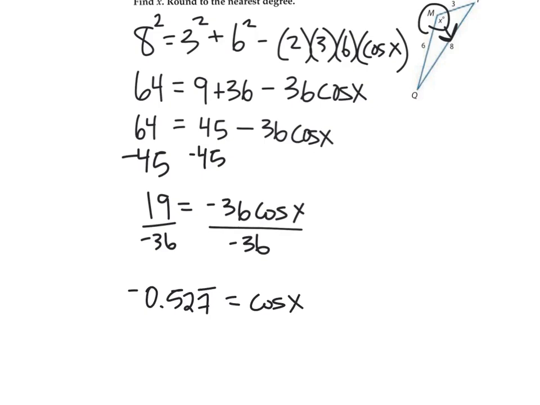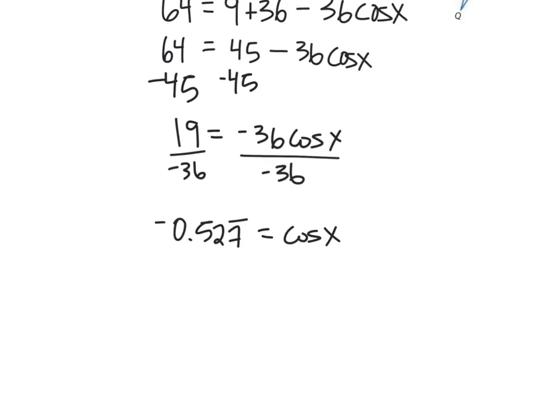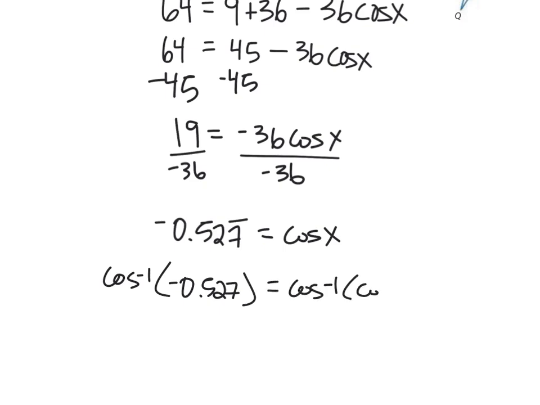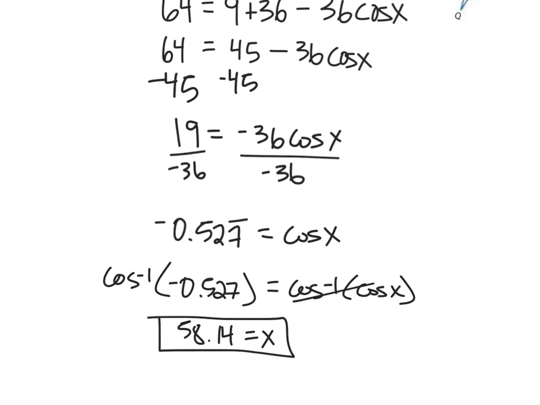In order to find out what x is, I have to inverse cosine both sides. So I'm going to inverse cosine of negative 0.527, and that's going to be the inverse cosine of the cosine of x. Of course, the inverse cosine and the cosine will cancel over there. And in my calculator, I take the inverse cosine of negative 0.527, and that is equal to 58.14. That's what x is, 58.14. That's our final answer.